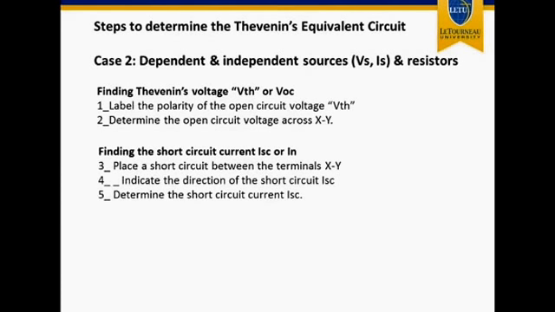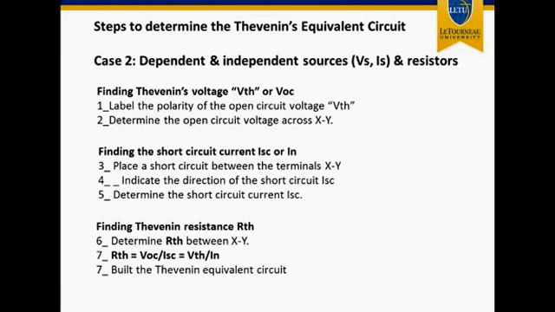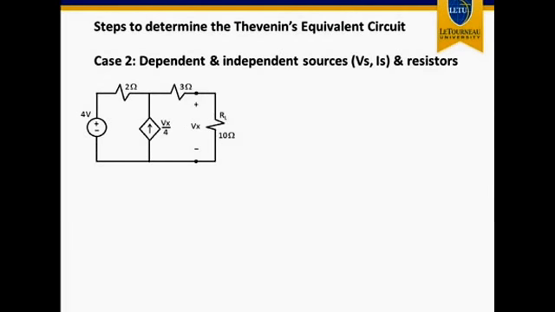We then look for the short circuit current. Finding the Thevenin voltage and finding the short circuit current would allow us to find the Thevenin resistance. The Thevenin resistance is the ratio of the open circuit voltage divided by the short circuit current. With the open circuit voltage, or the Thevenin voltage, and the Thevenin resistance, we build our equivalent circuit. So let's start with the following problem.